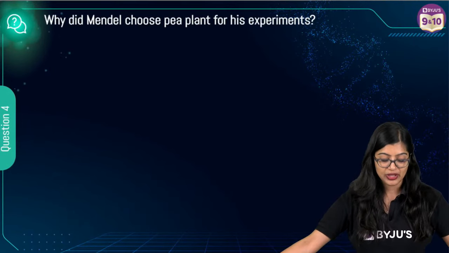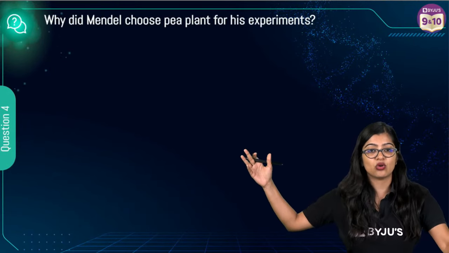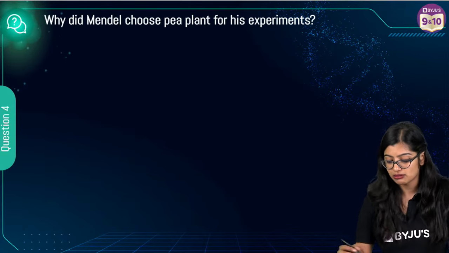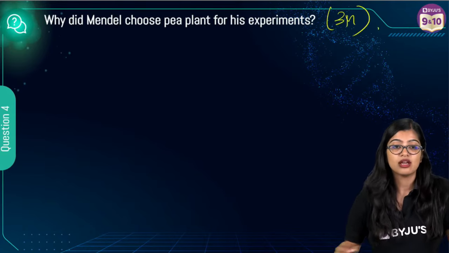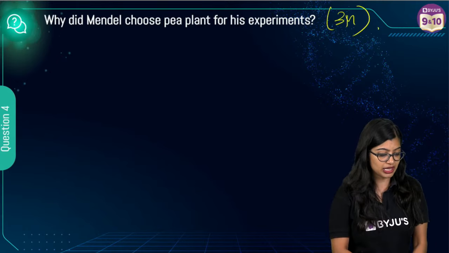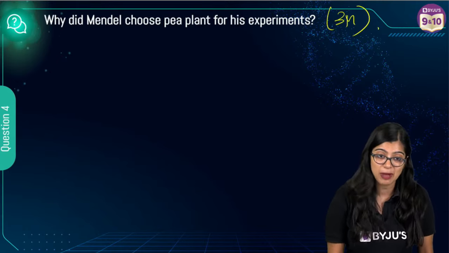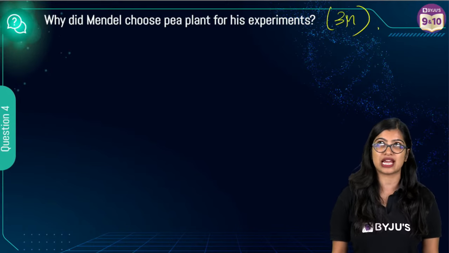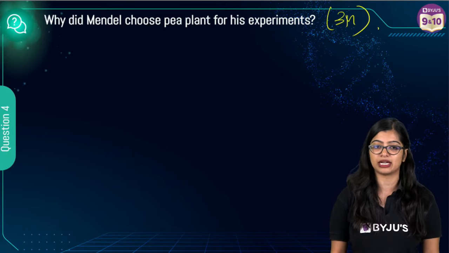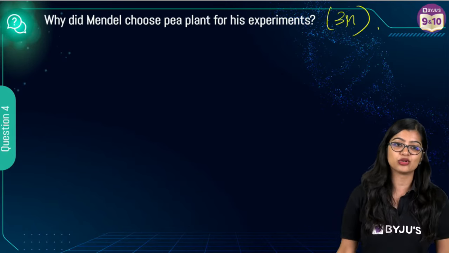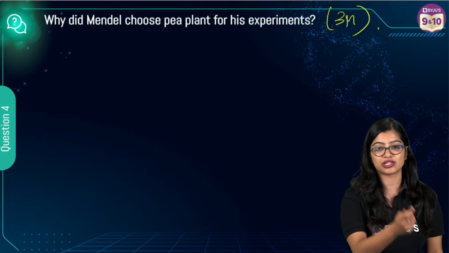Now, for everybody who was asking, why did Mendel choose pea plant? Easy 3-mark question. As everybody gives me the answer, for those of you who are going to start spamming in the chat for mentee, I will do mentee once I finish 15 questions, and our aim is to finish it off in the next 20 minutes, right? Yes, Kushi, this is your question, which is why I told you I have a question based on this.